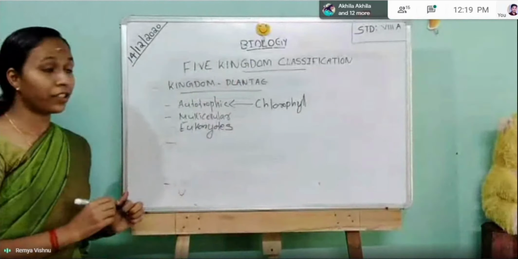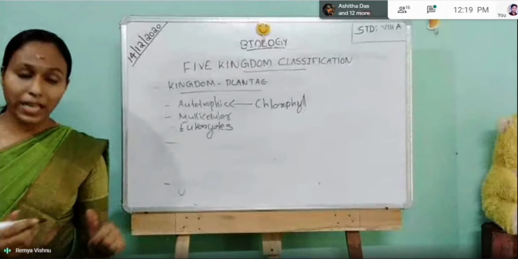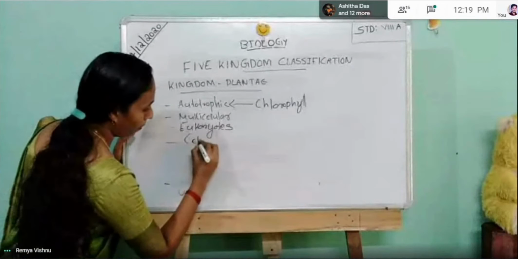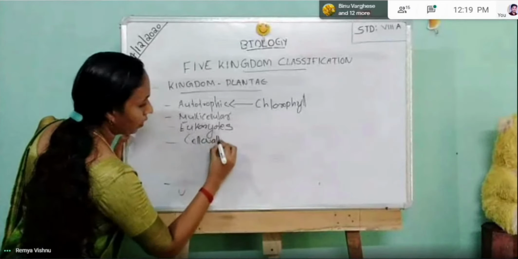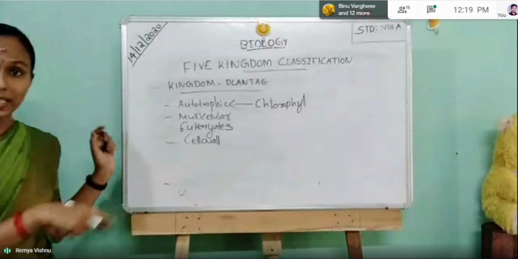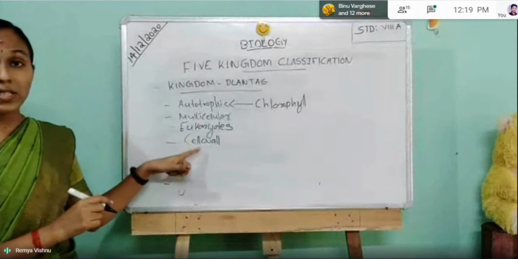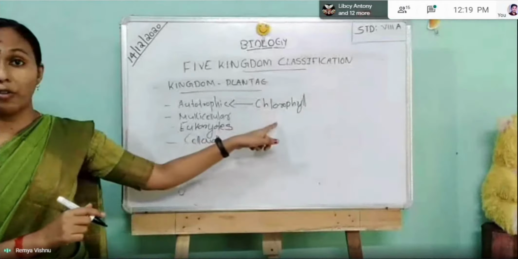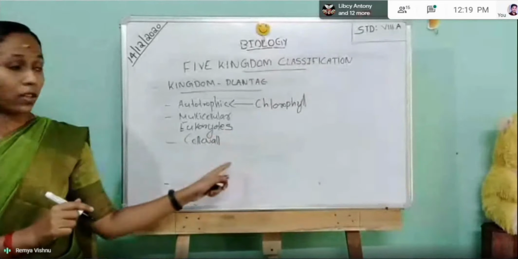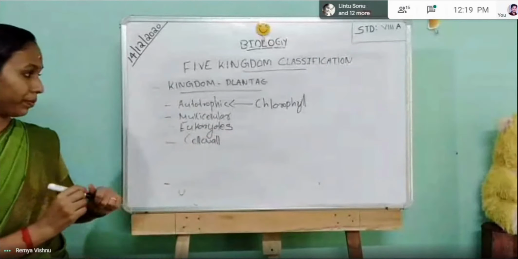Another peculiarity of kingdom Plantae is the presence of cell wall. Cell wall that surrounds the cell membrane. Presence of cell wall and presence of chlorophyll are the two major peculiarities of kingdom Plantae.